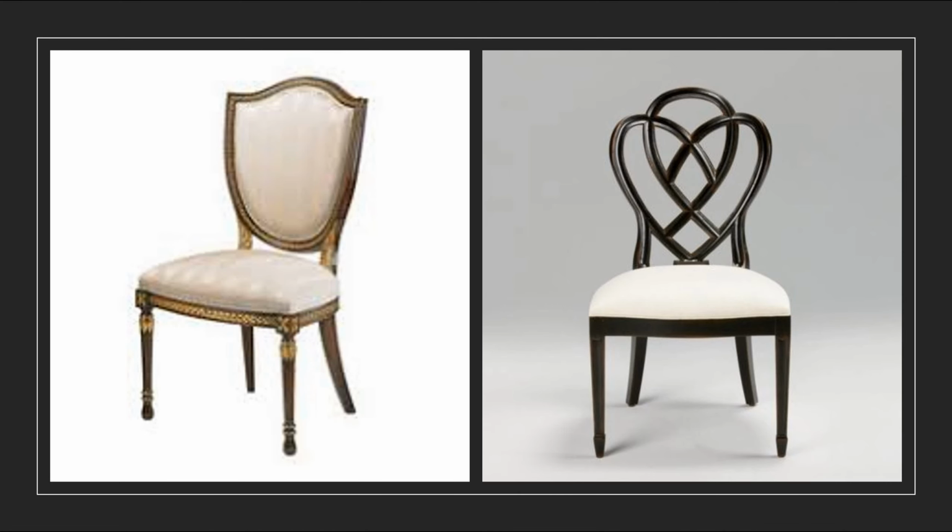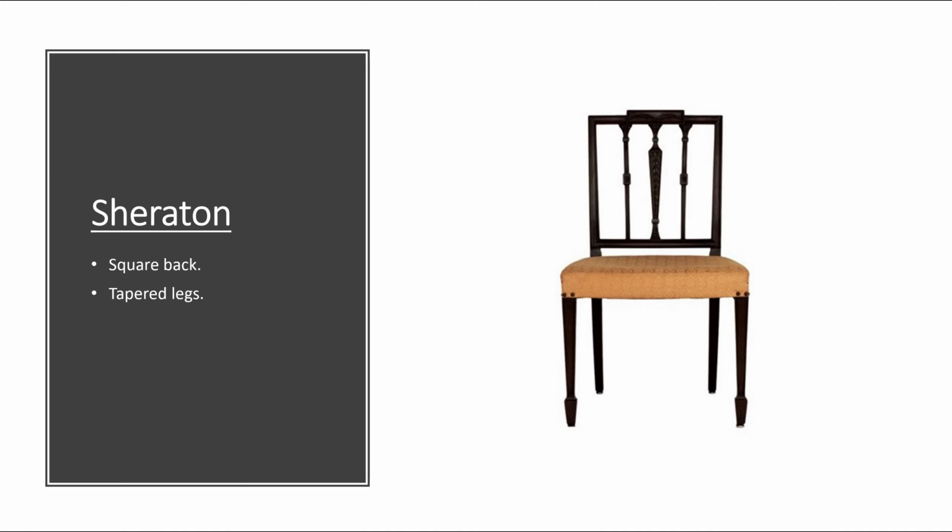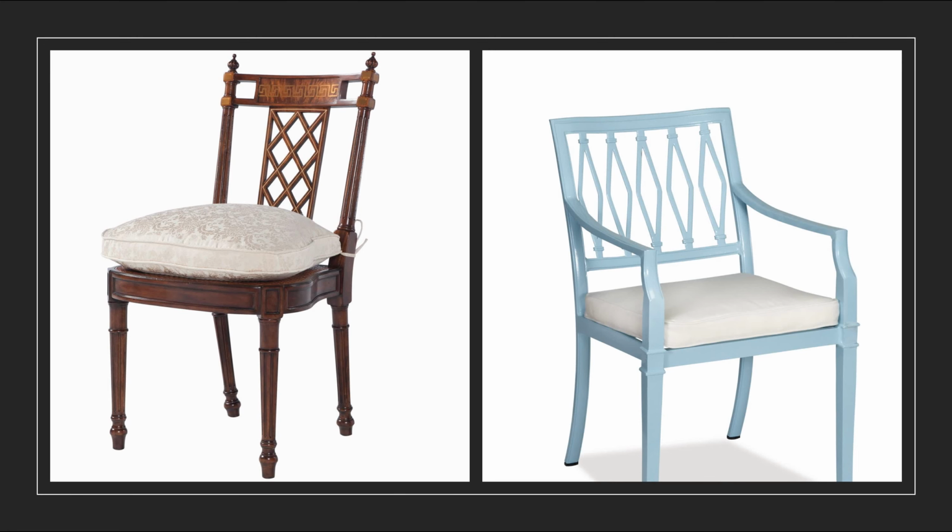Okay, and then we have our Sheraton. This is a very square back. It's a very square shape, and it's got tapered legs. Here are some examples of your Sheraton chairs. Sheraton, Squareton. That's how I always remember that. It's kind of strange, but the blue one's a little bit more in style, but still, it's not my particular taste. So Squareton, Sheraton. That's how I always remember that.